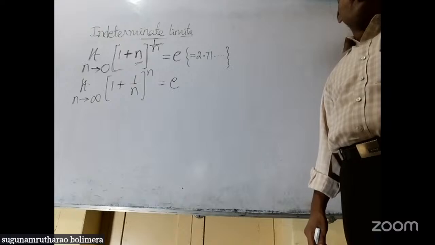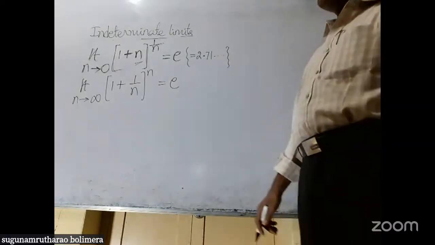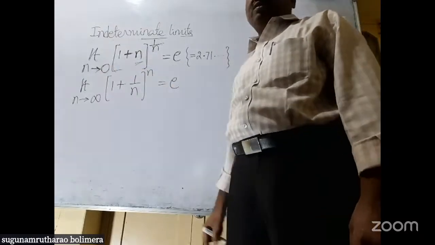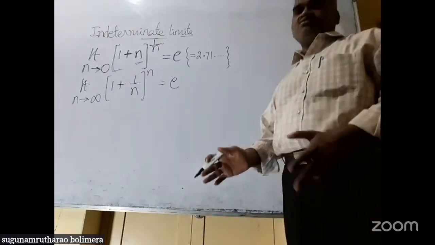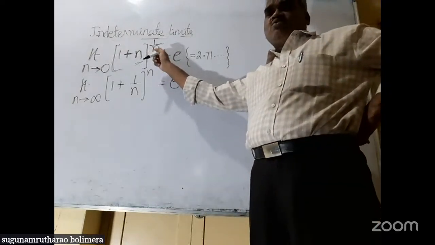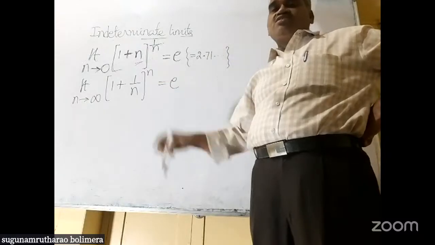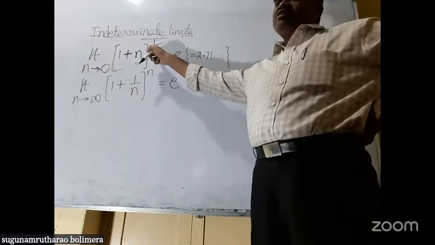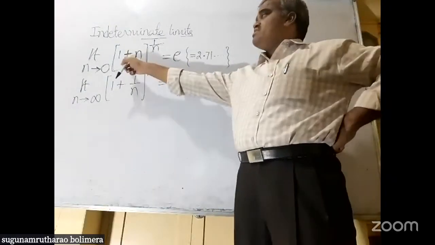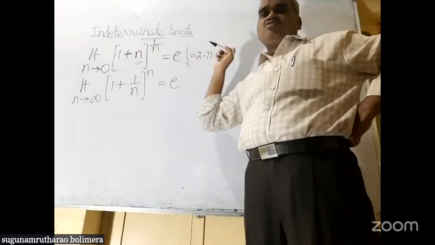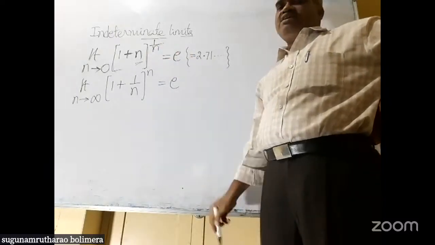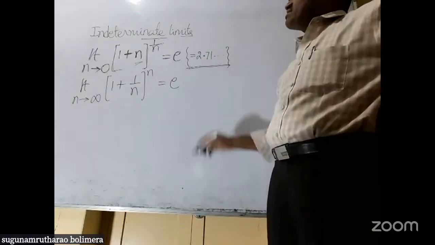Is it clear now? How to remember this? Whatever the value 1 plus something is there, that should be very small, like 0.001. And when you are writing 1 by 0.001, that will be so large. The power of this expression must be infinity. When the power of this expression is infinity, and this is 1 plus a very small value, the whole power infinity will be e. e has a value of 2.71 something.